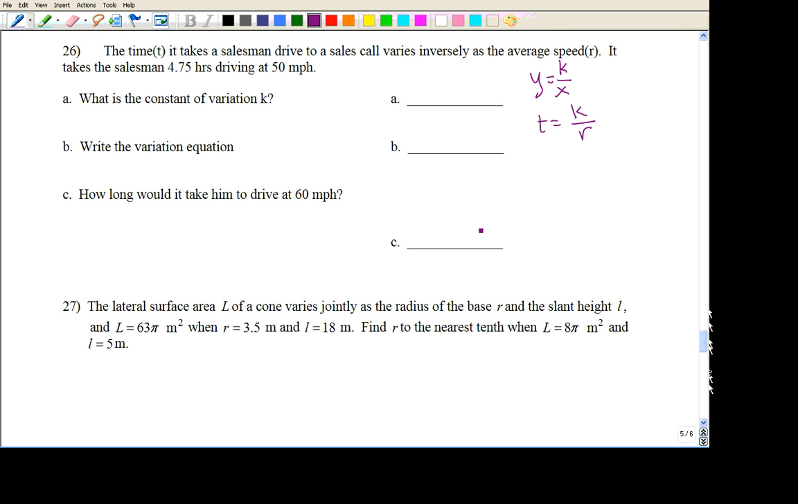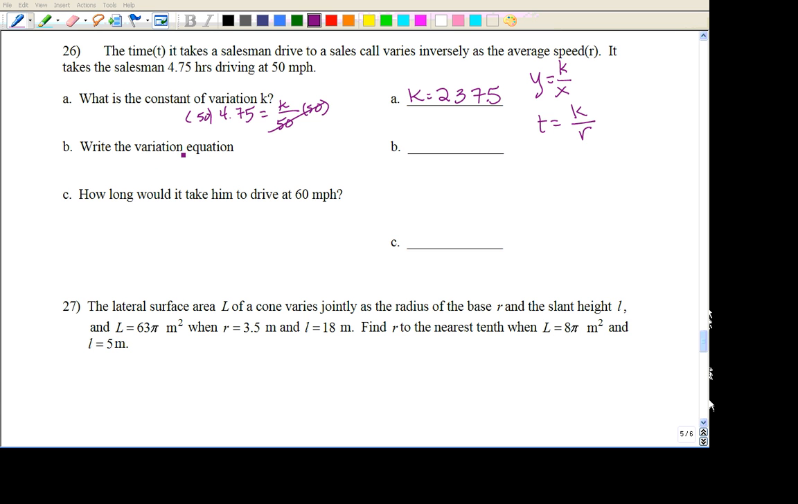Okay, so what is the constant of variation k? Well, if we know that it takes 4.75 hours driving at 50 miles per hour, we'll have 4.75 equals k over 50, and then if you multiply both sides by 50, that'll leave you with k is equal to 237.5.